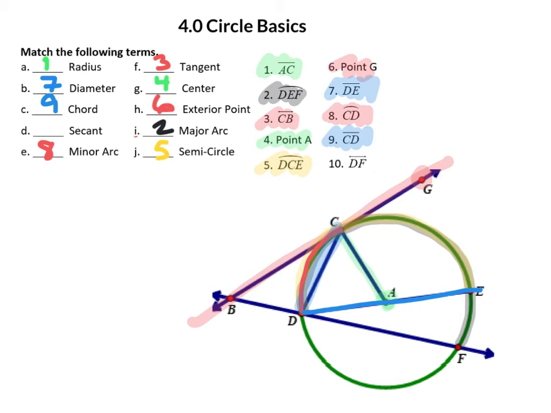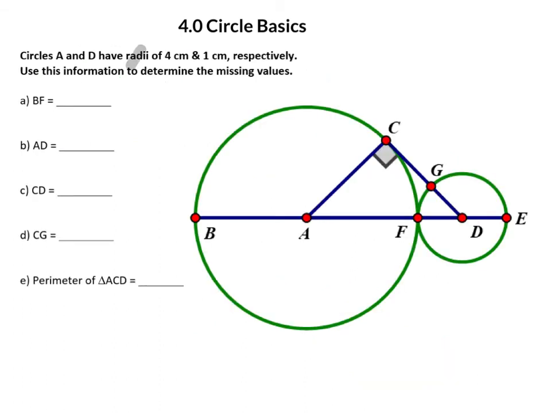And then the last one must be DF. So DF is this guy, which is a secant, isn't it? And so it goes there. Just reviewing some of those ideas. Let's put all these items together.